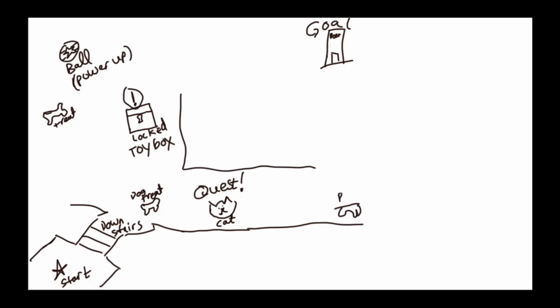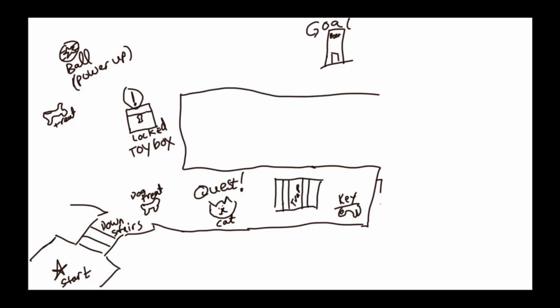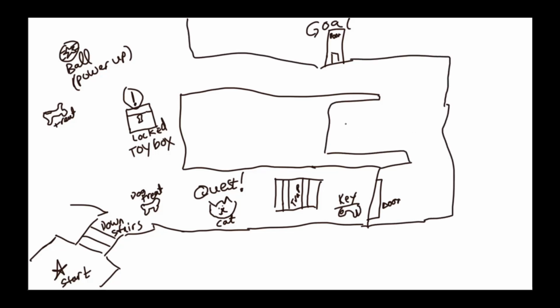Here's maybe where I'll have the key for the toy box. And maybe I'll have some kind of trap. Maybe I'll have a rug or some broken boards or something. Maybe at the end of this hallway there's a door so I can have the whole thing wrap back around and connect together. And then in this alcove here, maybe this is where I'll put the cat toy as the quest item for the player to collect.